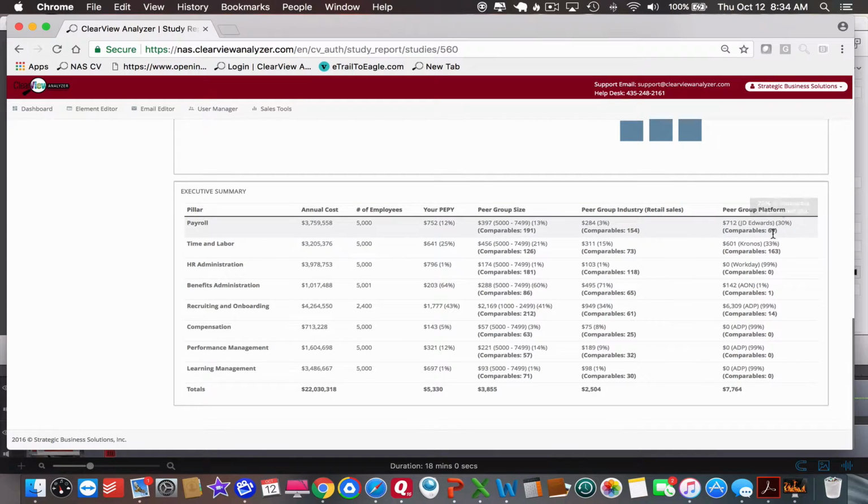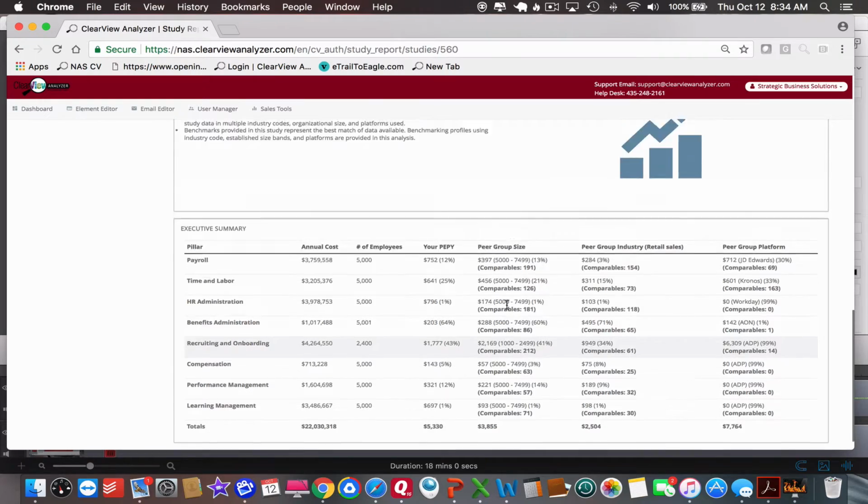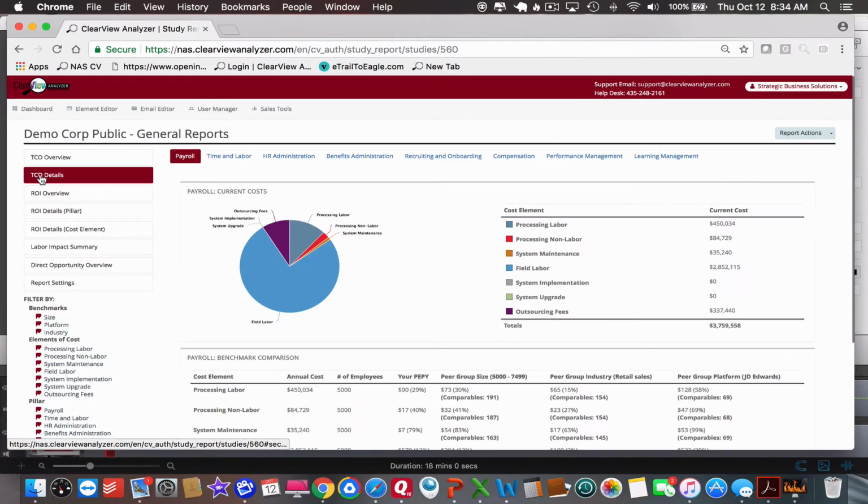And then we also had, looks like 69 companies that were using JD Edwards to process payroll like this organization, and 70% of the companies outperformed them there. So you can see that broken out by each pillar that we have included. We can click this tab and actually get into a further level of detail.